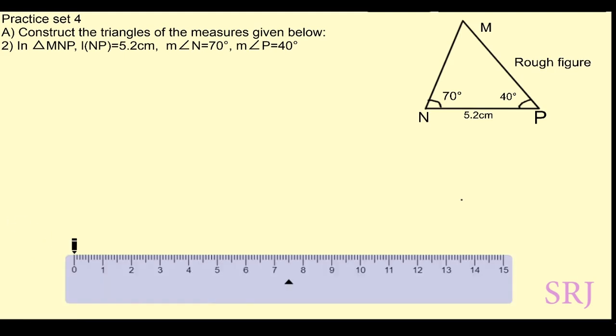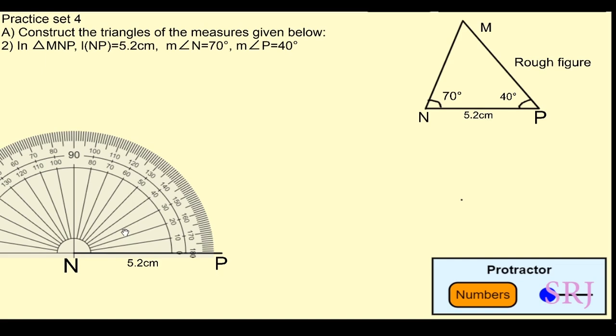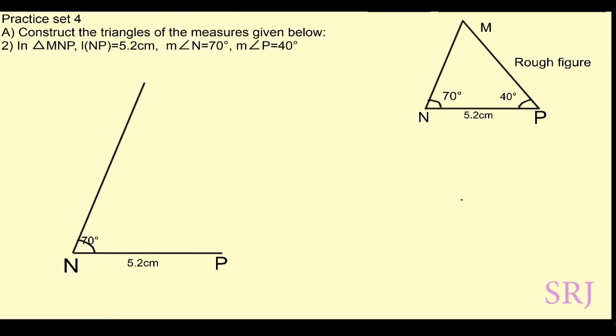First, draw the base using the scale measuring 5.2 cm. Name the base N and P 5.2 cm. Then take a protractor and place it on point N and mark 70 degree. Then draw a line using a scale and write measurement of angle N is 70 degree. Draw arrow at the end of the ray and name it as XN.